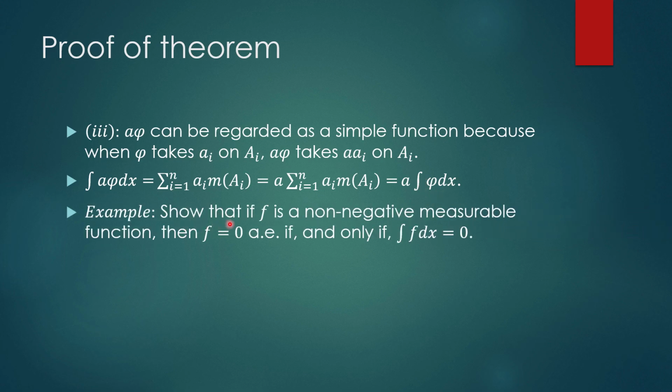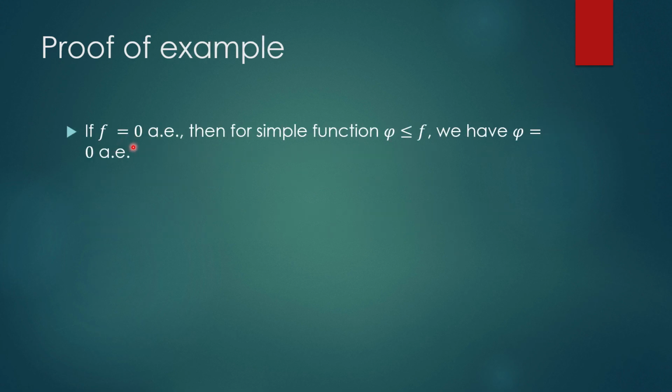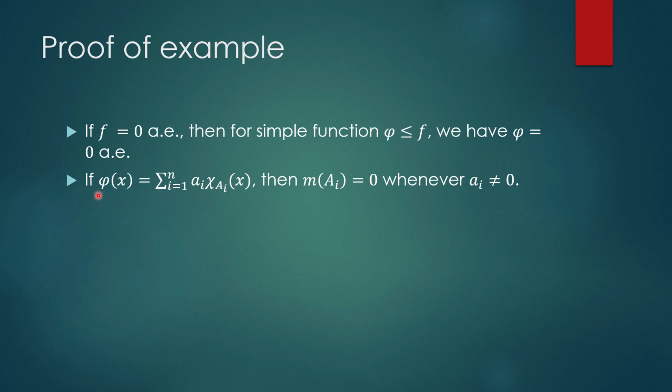So if f is a non-negative measurable function, then f is equal to 0 almost everywhere if and only if the integral of f dx is equal to 0. This is also one of the important results. Let us see. If f is equal to 0 almost everywhere, then for a simple function φ less than or equal to f, we have φ equal to 0 almost everywhere. If φ(x) is the summation, i running from 1 to n, of a_i χ_{A_i}(x), then the measure of A_i will be 0 whenever a_i is not equal to 0. If a_i is not equal to 0, the measure of A_i must be 0.